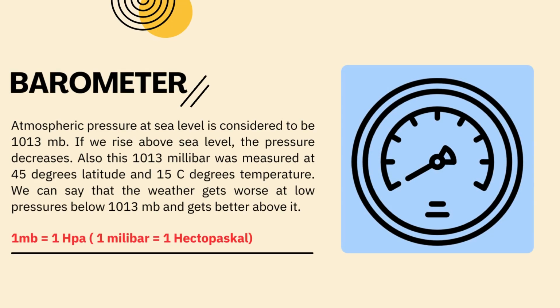Atmospheric pressure at sea level is considered to be 1013 millibar. If we rise above sea level, the pressure decreases. Also, this 1013 millibar was measured at 45 degrees latitude and 15 degrees centigrade temperature. We can say that the weather gets worse at low pressures below 1013 millibar and gets better above it.